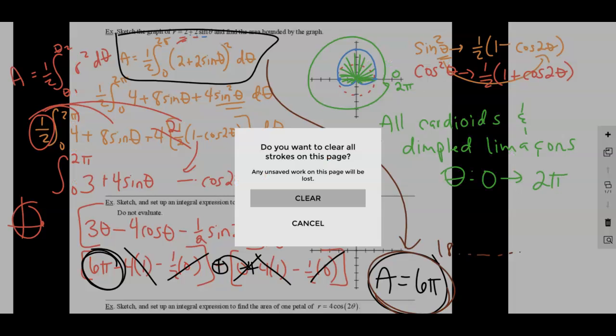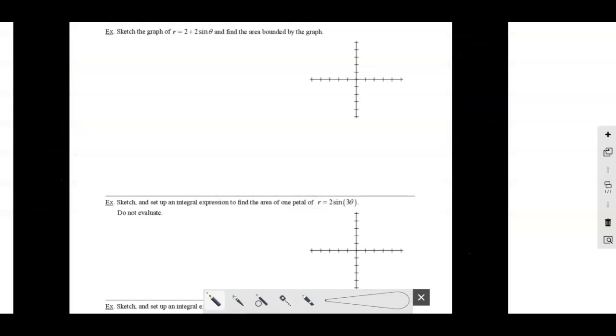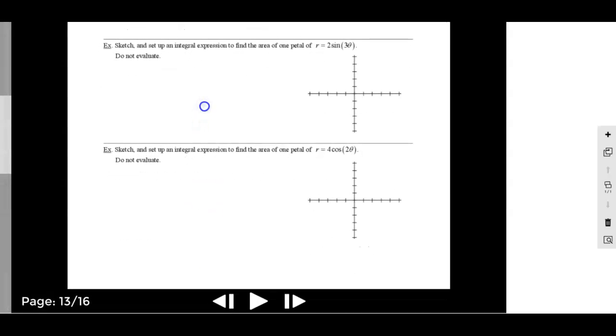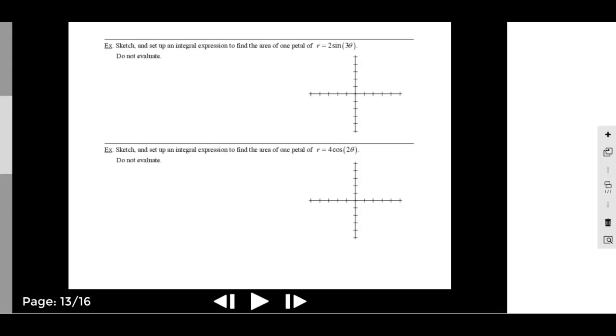Okay, let's move on to the next one. 1/2 r squared, that's what we integrate. 1/2 r squared. It's coming from that area formula of a sector. All right, here we go. Let's do the next one.